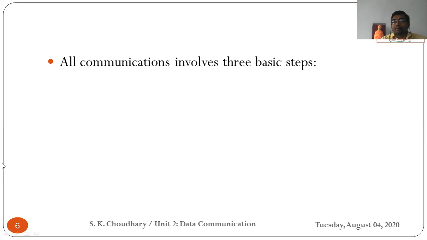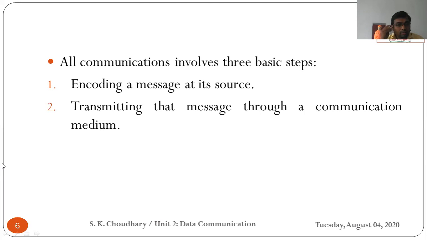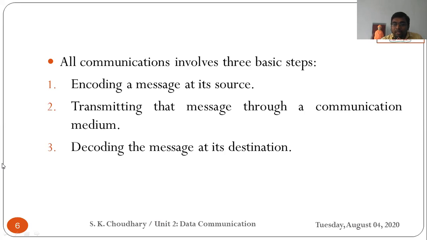Let us see the basic steps of any communication system. The first step is encoding a message at its source. The second is transmitting the message through the communication medium. And third, decoding the message at its destination. These are the basic three aspects of any communication system. We will elaborate all these steps in detail by using this block diagram.